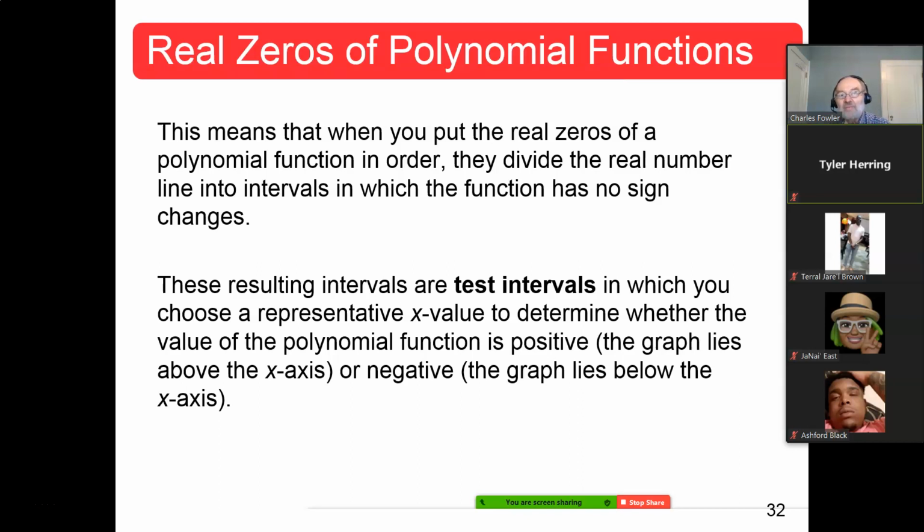That means when you put the real zeros of the polynomial function in order, they divide the real number line into intervals in which the function has no sign changes. Negative here, positive here, negative there, whatever. Those resulting intervals are sometimes called test intervals, in which you can choose a representative x value in between two zeros and determine whether the function is positive or negative. Whatever it is there, if those are consecutive zeros, it can't change signs again until it crosses. The graph either lies above the x-axis or below the x-axis.